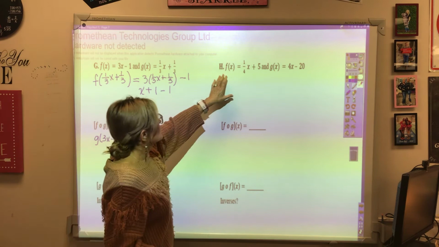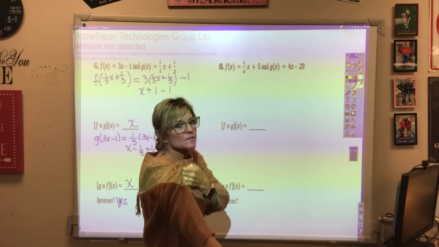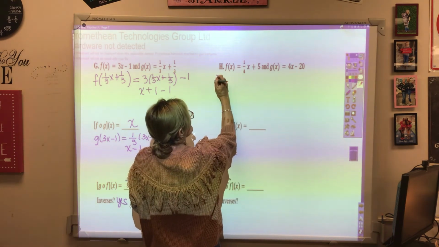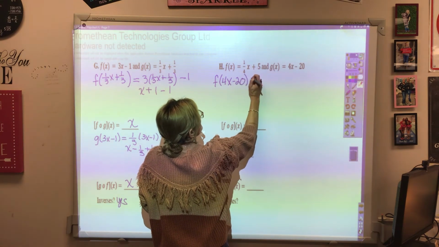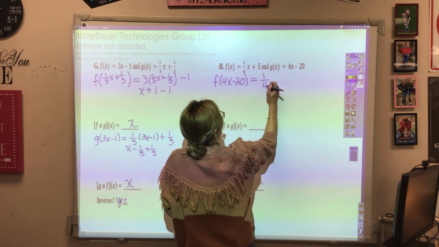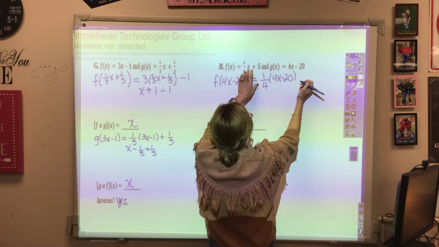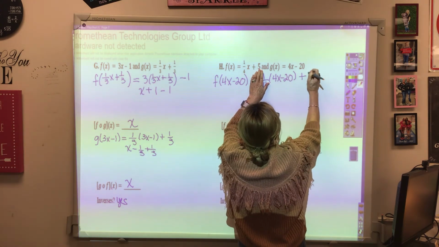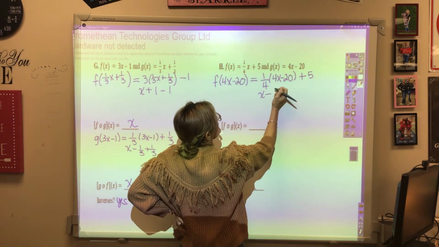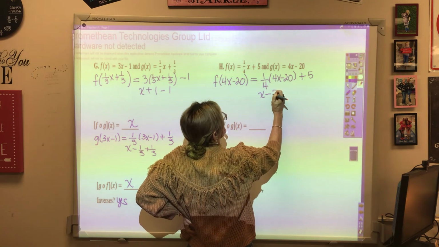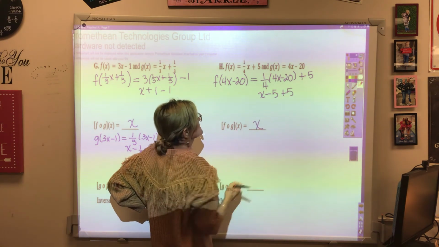For the next two, f of x is 1/4 x plus 5, and g of x is 4x minus 20. So we're going to take f of g of x. So in our function where x is, we're going to plug in 4x minus 20. And then we don't want to forget that we also have plus 5 out here. So 1/4 times 4x would give you x, minus 1/4 times 20, which would be 5, plus 5. So x minus 5 plus 5 is x.